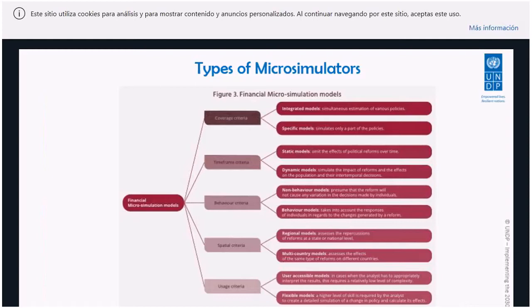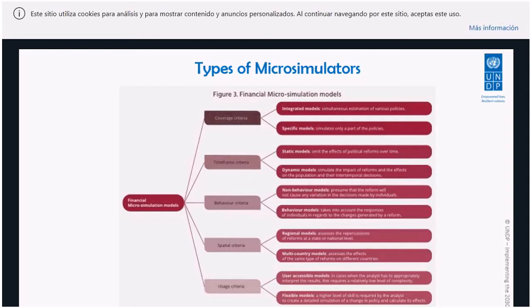models try to see the effects of certain policies for a certain period. Then behavior models, and in this case we have non-behavior models, that are those that assume that changes in policies do not change consumer or people's behavior, for example, in terms of their preferences, and behavior models that try to model also how changes in policies have an effect on the preferences of people.